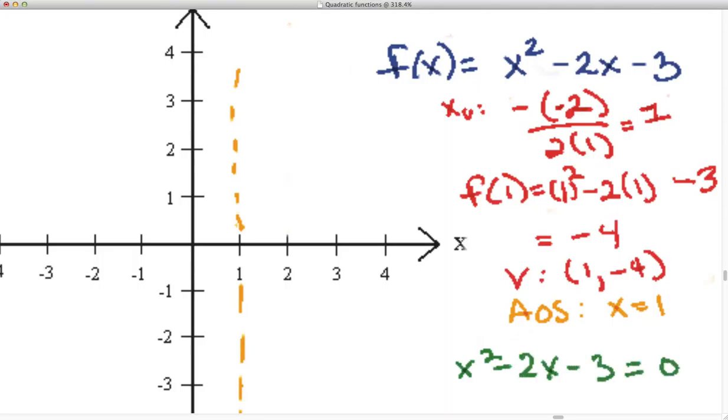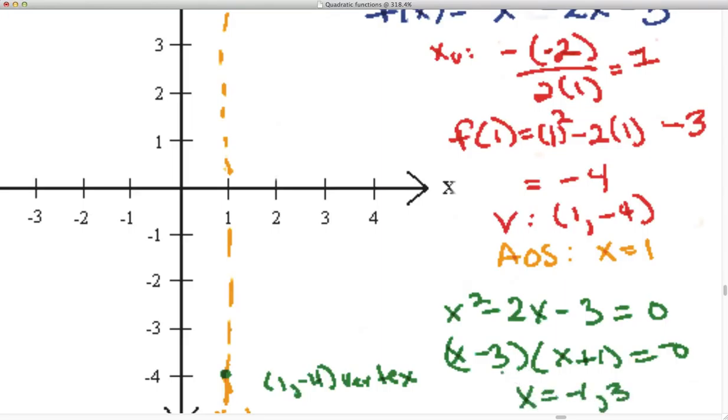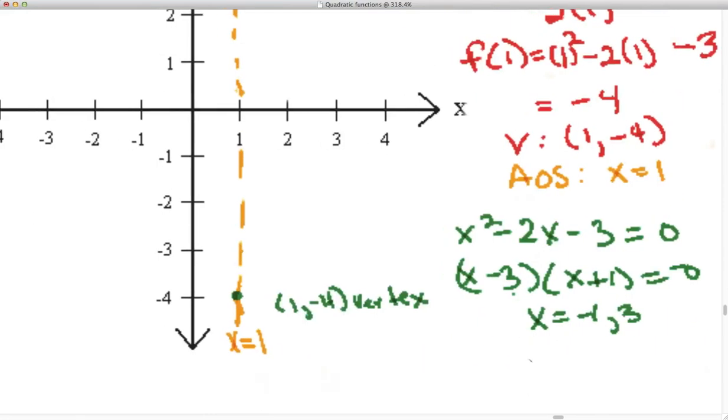You can do factoring by grouping, not necessary in this scenario, so I'm not going to do it just because I don't have much space. We should be able to see that that factors into x minus 3 and x plus 1. So that means that x equals negative 1 and x equals 3. If you set each of these individually equal to 0, that tells you that we have those 2 intercepts of negative 1, 0, and 3 comma 0.